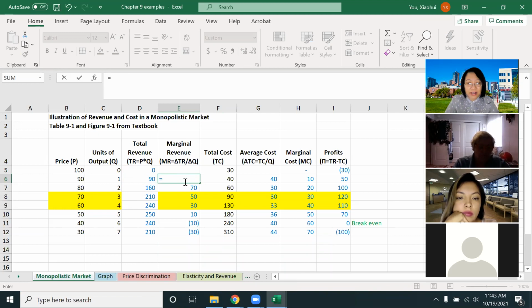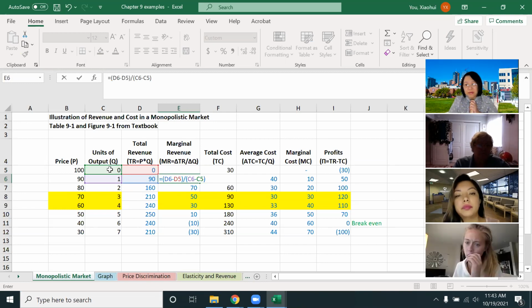How to calculate? This one is equal to a fraction. The numerator is the total revenue, the second value minus the first value, in parentheses. And then divided by the denominator, also in parentheses, which is the delta Q. See, this is delta Q: the current value minus the previous value. This is how to do it.